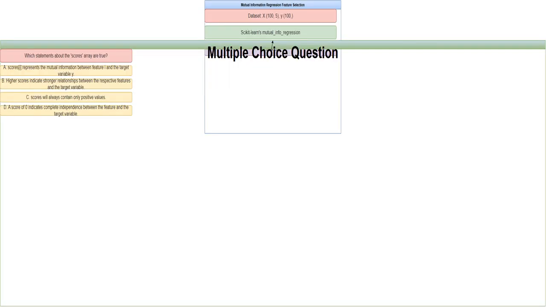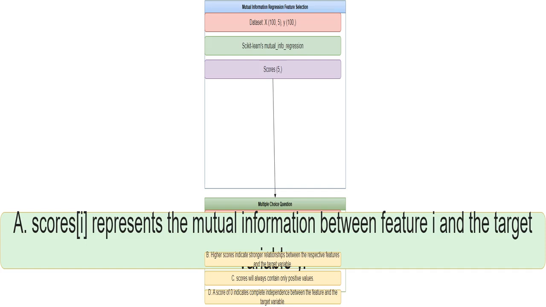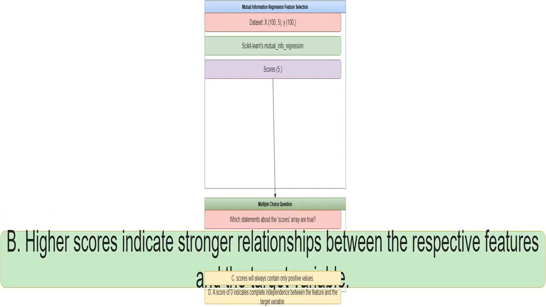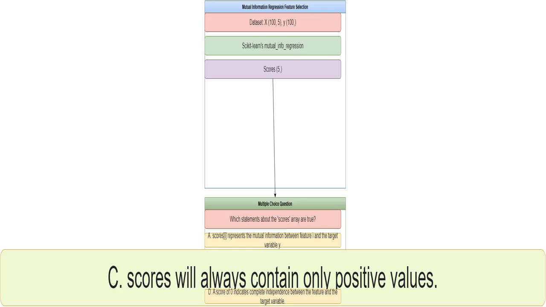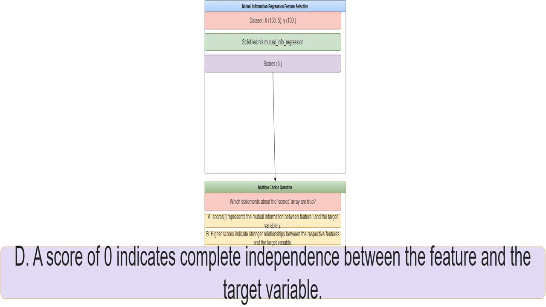I have a multiple choice question about the meaning of those 5 numbers that I got. The ith number in my scores represents how much information feature i gives me about the target variable. A bigger number means a stronger relationship between that feature and the thing I am trying to predict. These numbers will always be 0 or positive, although due to computer limitations, some may be extremely close to 0. A score of 0 means that particular feature is not useful at all for predicting my target variable.